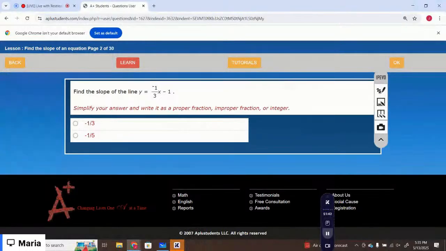Find the slope of the line y equals negative 1 by 3x minus 1. Negative 1 by 3. Option number one is the correct option. The slope is negative 1 by 3. m equals negative 1 by 3.